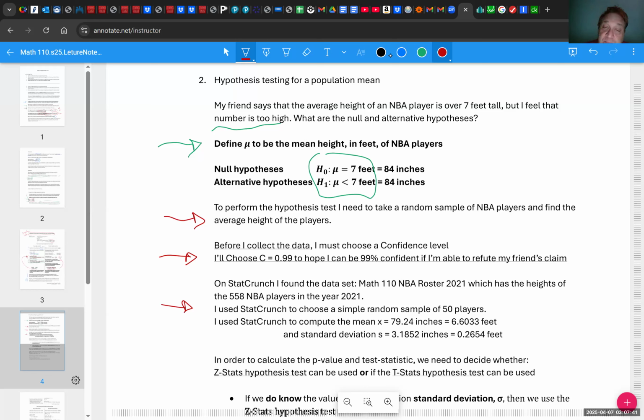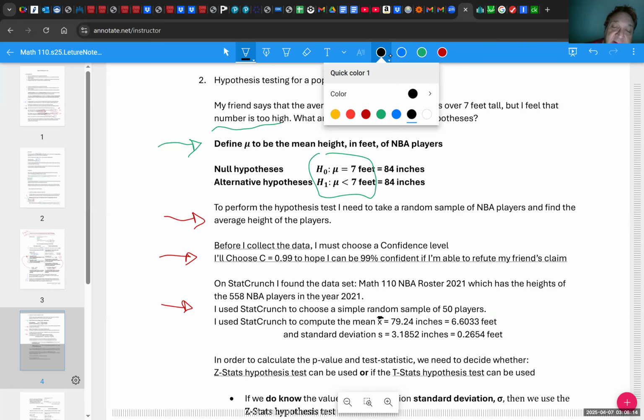So I get a mean, which is written as x bar. Again, sometimes PDFs don't put my little bars and stuff in there. So x bar is 79.24, that's supposed to be a bar there, inches, which is the same as 6.6 feet. And the standard deviation s was 3.1852 inches, which in feet is 0.2654 feet. All right. So in order to calculate, oops, this is a typo. In order to calculate, oh no, that's right.